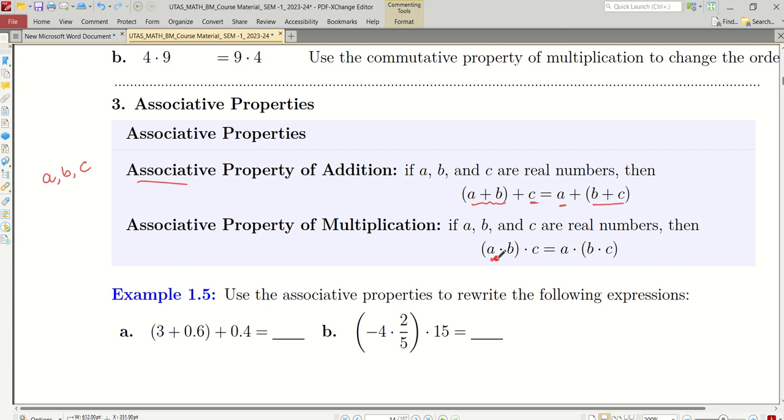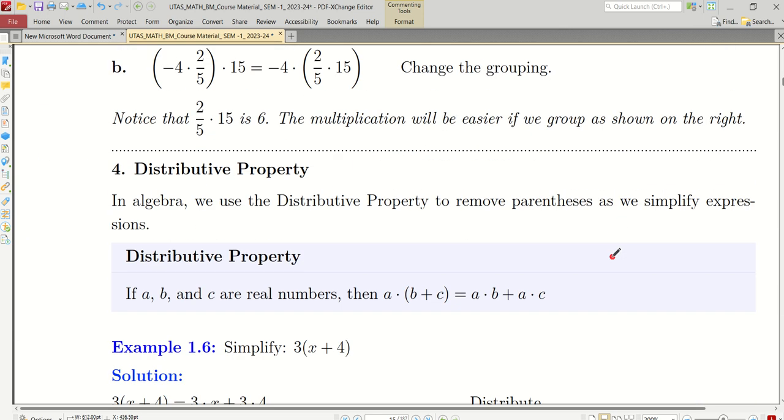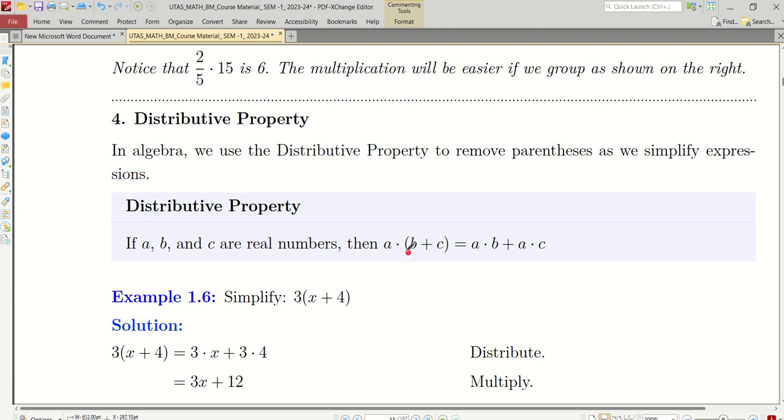Same in multiply. A and B in brackets, C free. A free, B and C in brackets. So this type of thing. Then it comes to the distributive property. In the distributive property, you will find two things: one, you will find multiplication; and one, you will find addition.